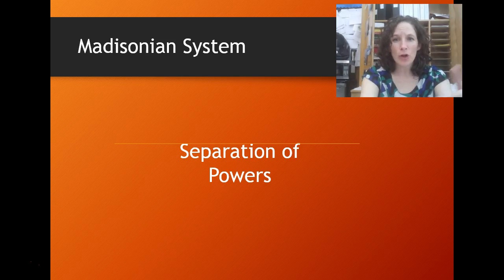So these three branches have different things that they do. Now their powers overlap. So if you can imagine the three branches on this line, they're mostly separate. But what really keeps them separate is the fact that they do overlap, that there are places in which one can check the other. And that happens for all of them. So go back to your checks and balances chart that you copied, and we'll be, of course, adding more throughout the semester. So divide power that way.